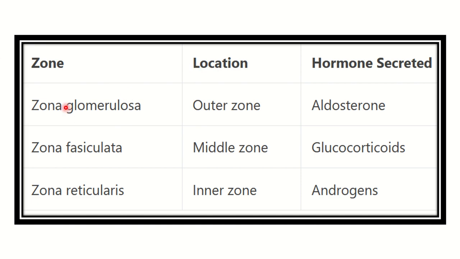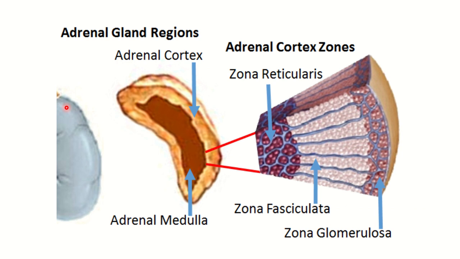Here we can see the different parts, but first let's see the location of the adrenal gland. So this is the adrenal gland. It is located at the upper pole of the kidney. The adrenal gland is divided into the adrenal cortex, which is the outer part, and the adrenal medulla, which is the inner part.